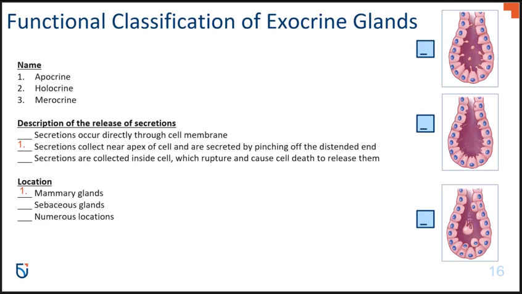So let's look up here at the example. It produces its product in the cell. Then the product reaches the free surface or the apical part of the cell where it sort of pinches off, and then it starts collecting in this hollow area here.